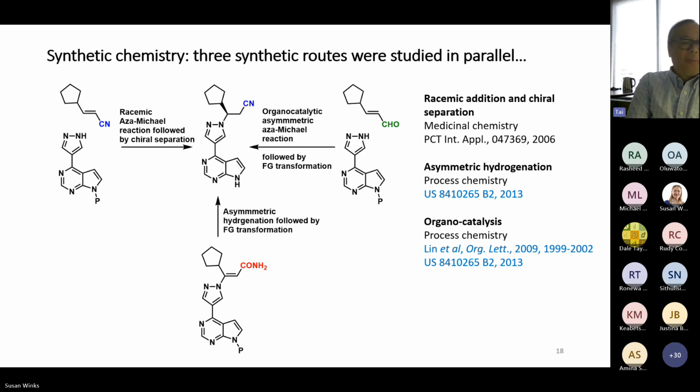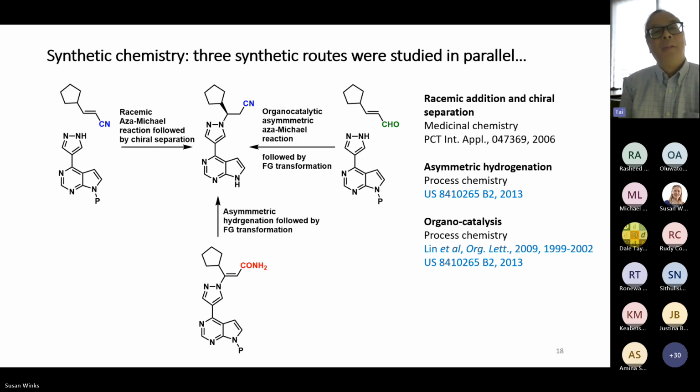I'm sure after 20 minutes of this talk now, you must be fairly confident who is proposing this. So, we are studying all these routes, and I show the references here. The medicinal chemistry is reported in the patent shown there. The asymmetric hydrogenation from our process group is reported in this US patent. And the organocatalysis, we reported in Organic Letters in 2009, and also in the US patent as well.